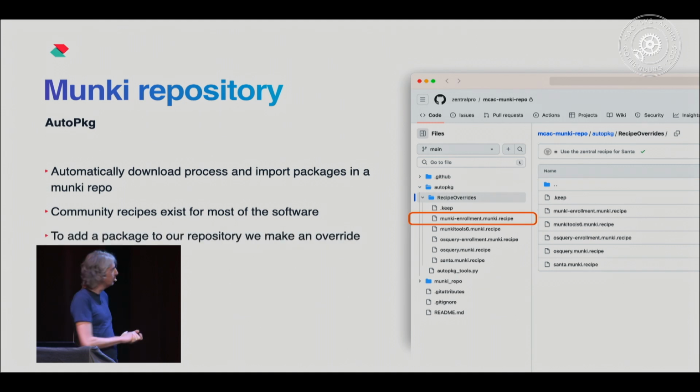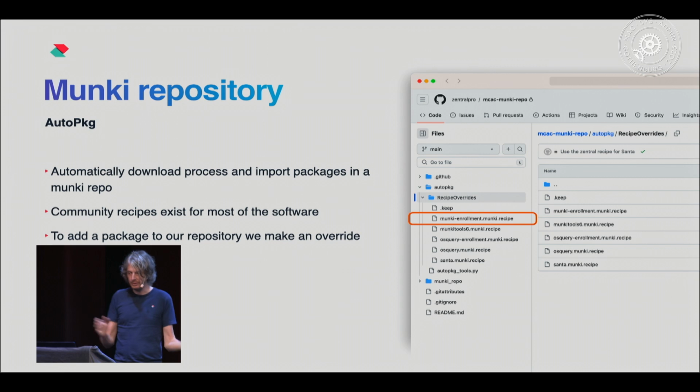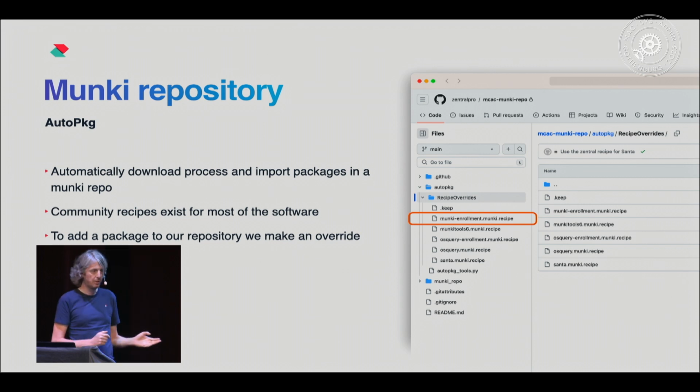To add a package to the Munki repository, you make an override. An override is a file that contains a reference to the recipe, the input variables, and very importantly, it also contains the cryptographic hashes of the recipe. And this is important if you want to prevent supply chain attacks.